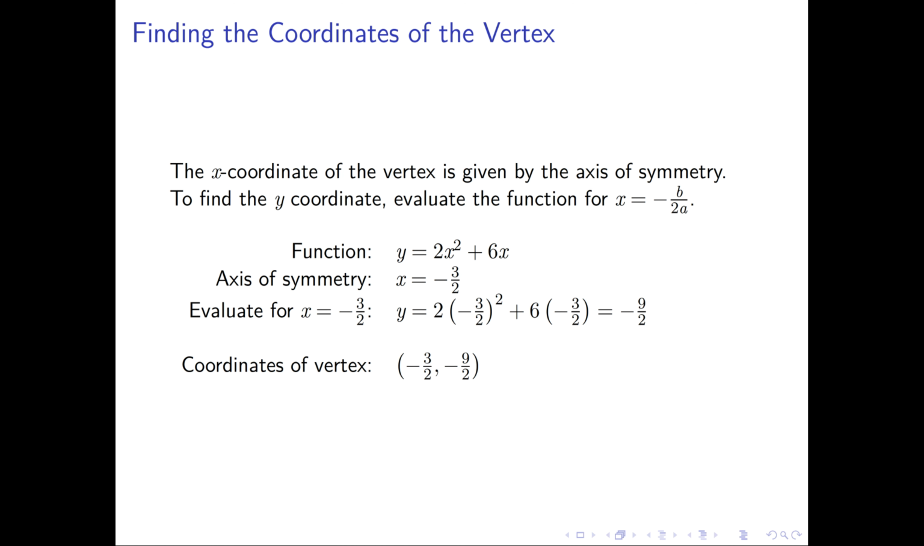And finally, for y = 2x² + 6x, we learned that the axis of symmetry was at x = -3/2. We evaluate the function at x = -3/2. We get y = 2 times (-3/2)² + 6 times (-3/2). That all equals -9/2. So the coordinates of the vertex are (-3/2, -9/2).